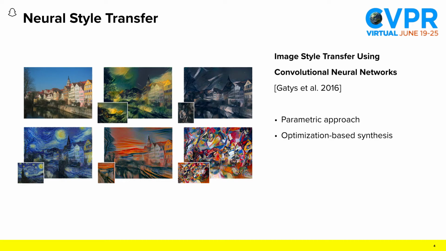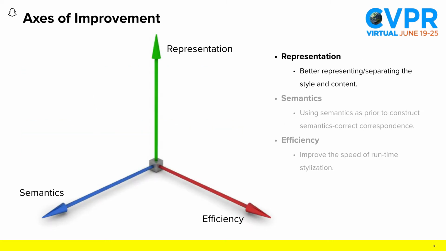Let's start from the very first neural style transfer method, where Gatys and colleagues proposed a parametric method that does optimization to statistically match style and content features. This method applies to arbitrary styles, but it is not perfect regarding both quality and speed. Therefore, lots of works have been done to improve this baseline for both general style transfer and face stylization.